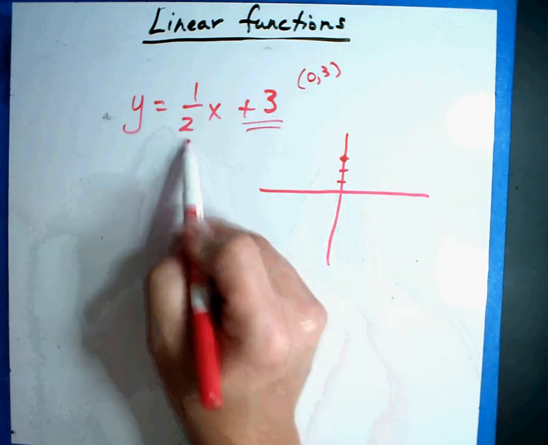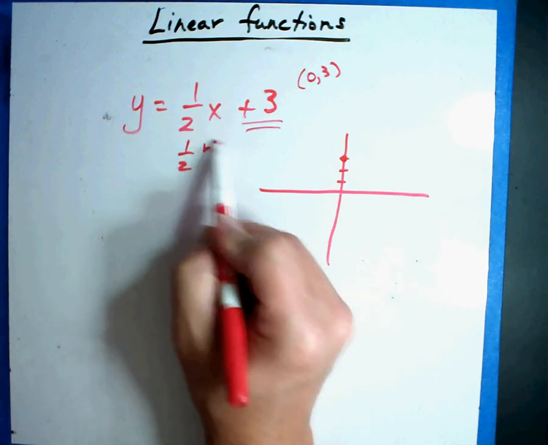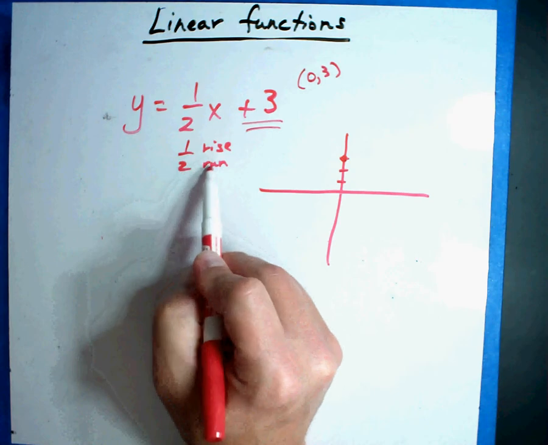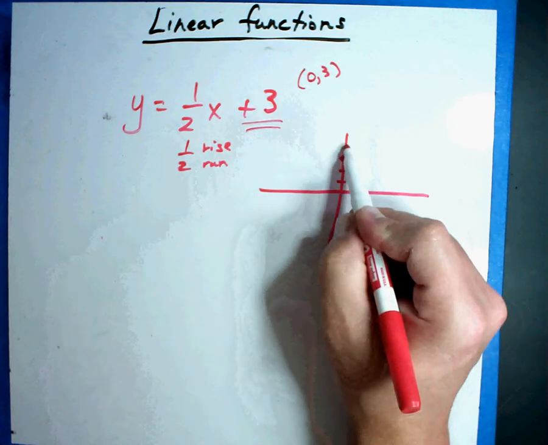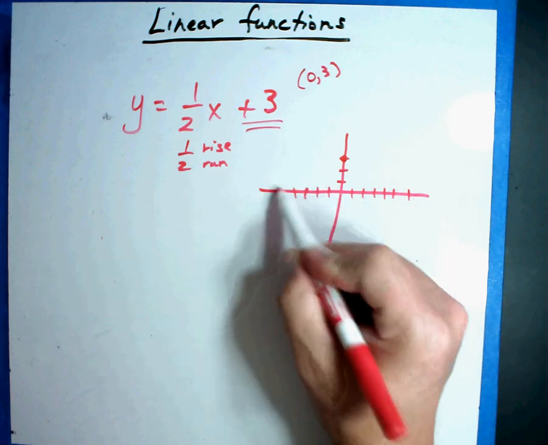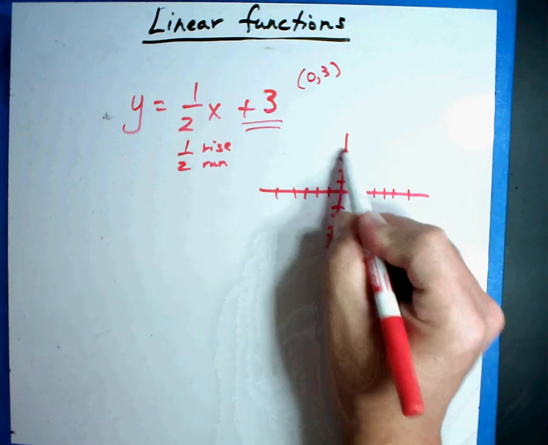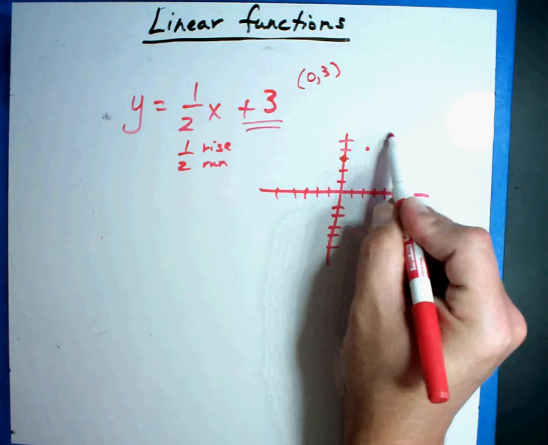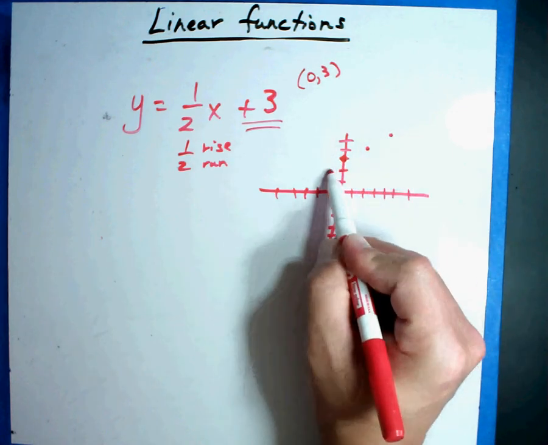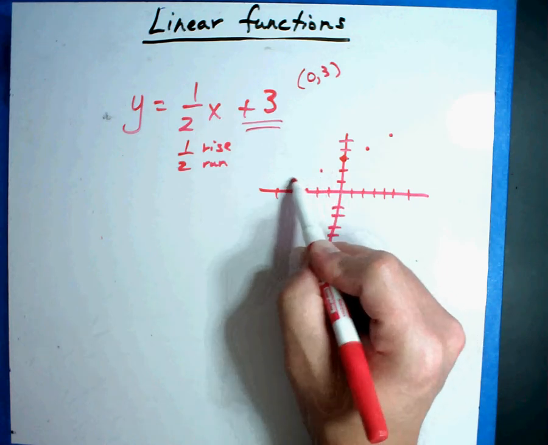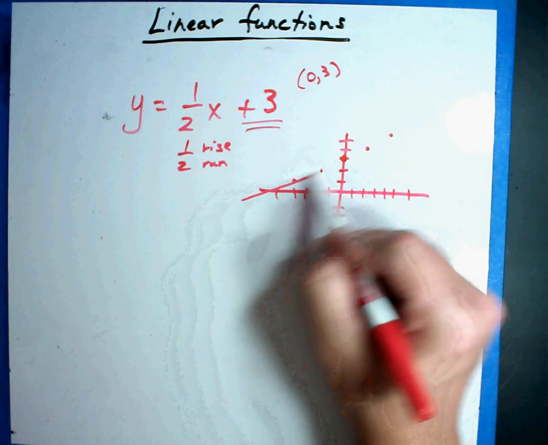Now, the slope is 1 over 2. Rise over run. So it's up 1 to the right 2. Up 1, over 2. Up 1, over 2. Down 1, left 2. Down 1, left 2. Well, that's what my general line looks like.